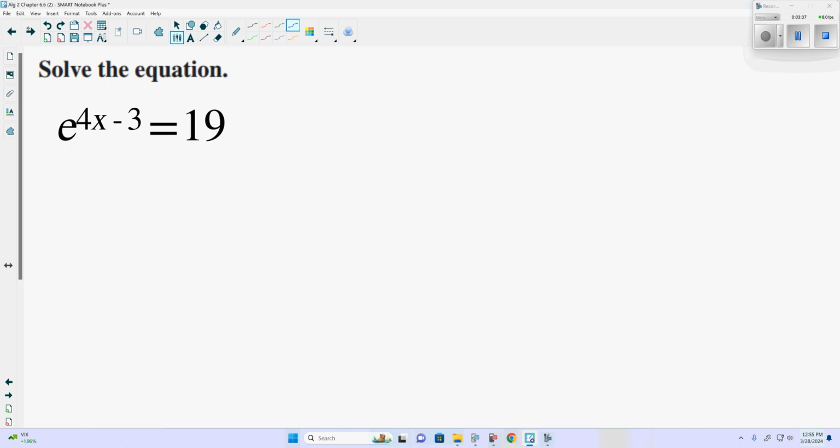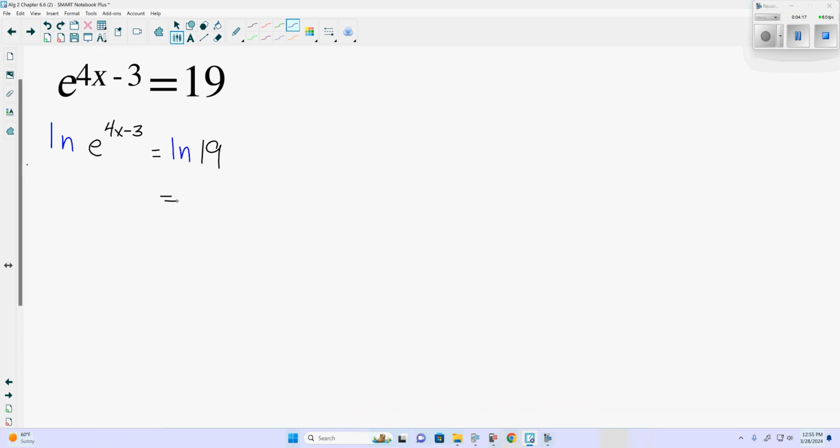e to the 4x minus 3 is our e, our base, with the variable in the exponent. Is it by itself? So what's being added or subtracted from it? Multiplied by it? Or divided? Nothing. Because the 4x minus 3 is in the exponent, yes? So e is already by itself, so we just need to apply a log to it. And specifically, we're going to apply the natural log to both sides.